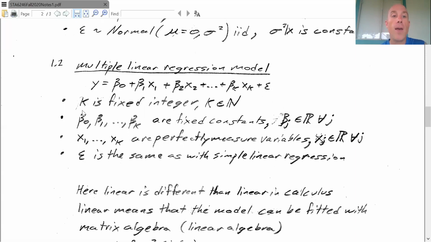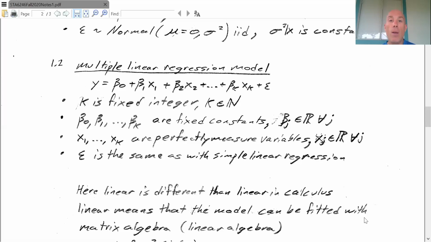So here we're saying that k is a fixed integer, and that k is also known. The betas are fixed constants, and they are real numbers. The x's are perfectly measured variables. They're real numbers. And the epsilon is the same as we had for simple linear regression: normally distributed, mean 0, and constant variance with respect to x.